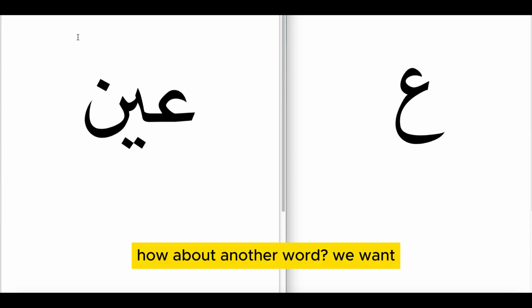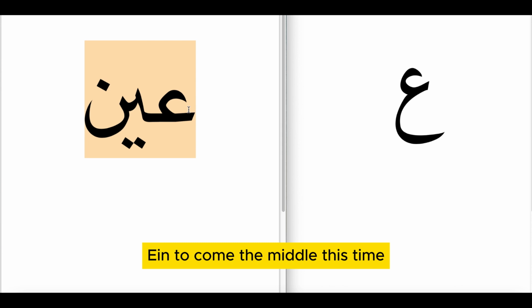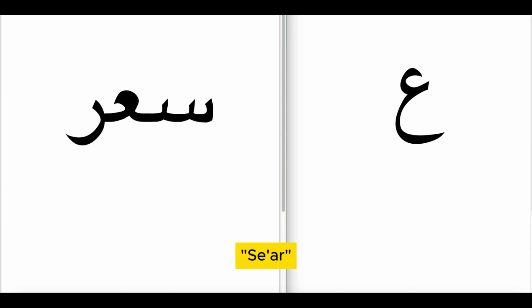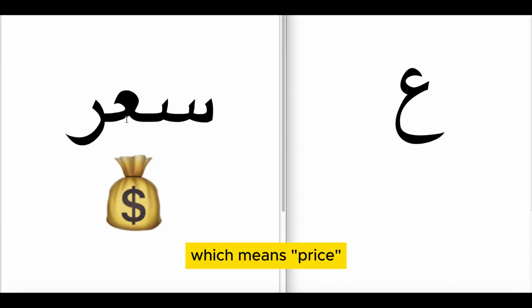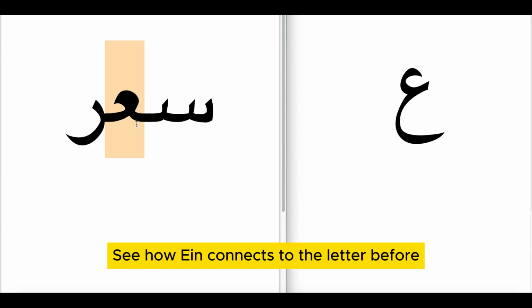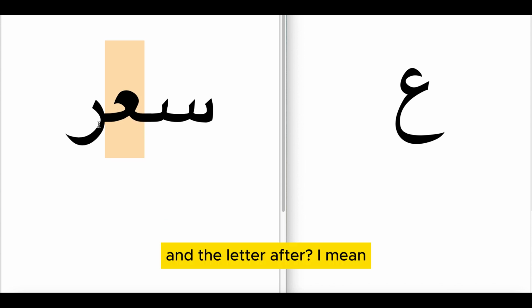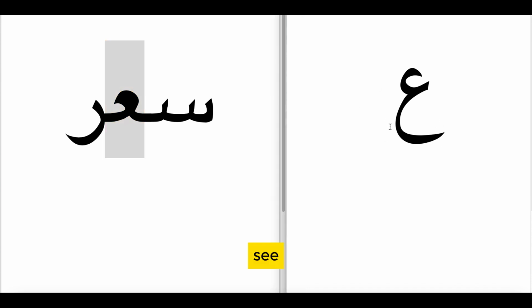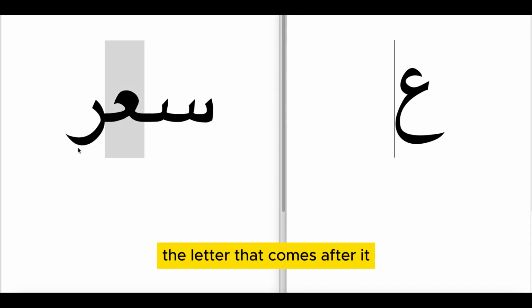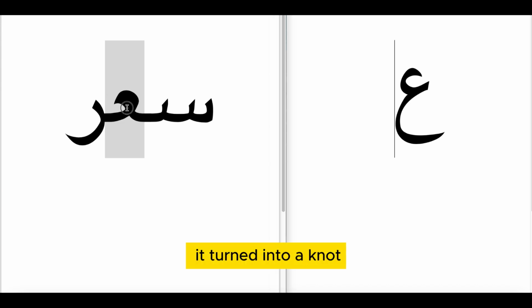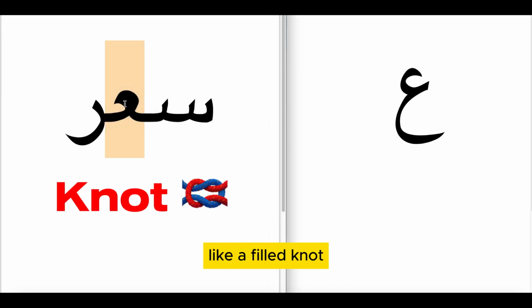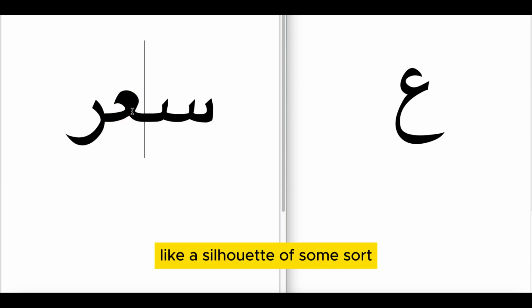How about another word? We want ayin to come in the middle this time. Sar, which means price. See how ayin connects to the letter before and the letter after? The dangling arm here connected to ra, the letter that comes after it. The upper curve turned into a knot, like a filled knot, like a silhouette of some sort.